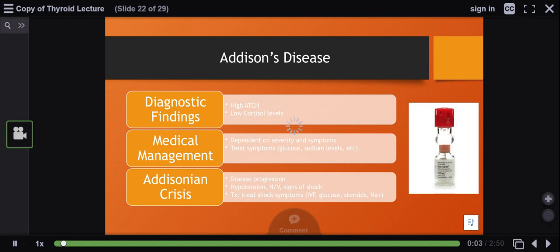When we look at the serum lab values for somebody with Addison's disease, this can help us identify where the disease is originating from.